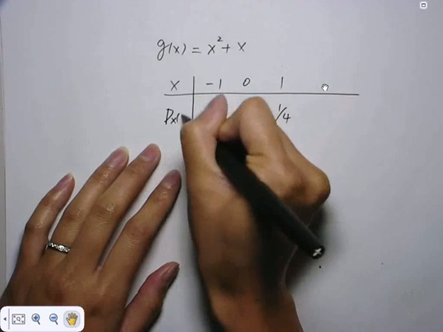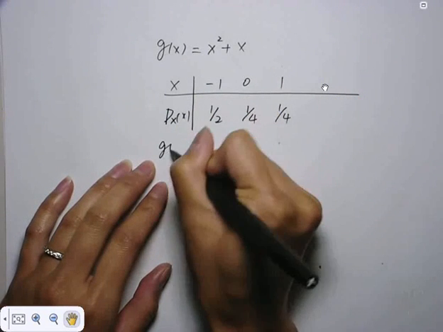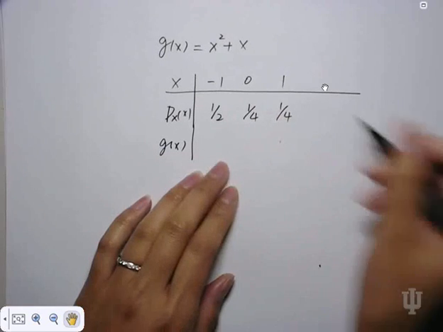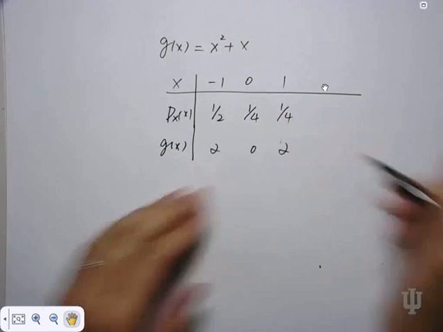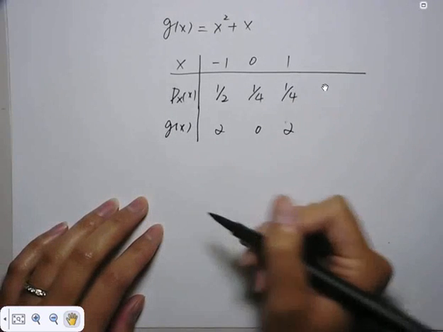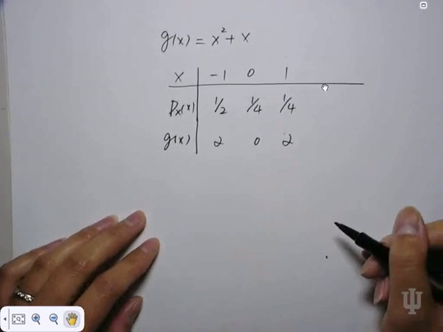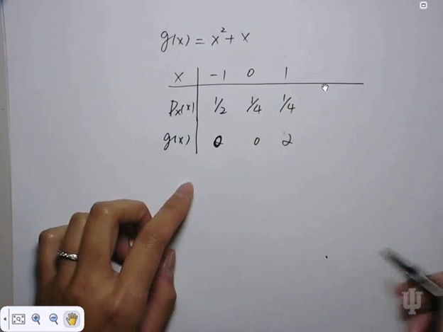Okay. Is that clear? 1, 1, 2, 0. 1, 1, 2. No, you got it wrong again. Ah. The first one, 0. Sorry about that.